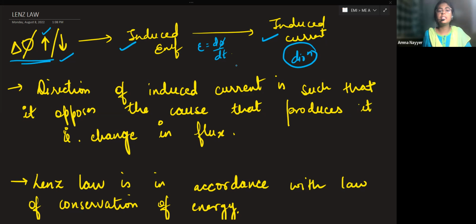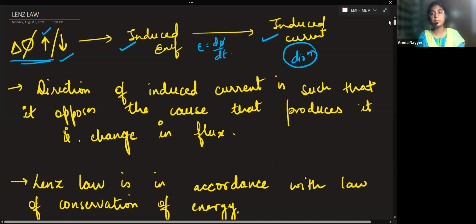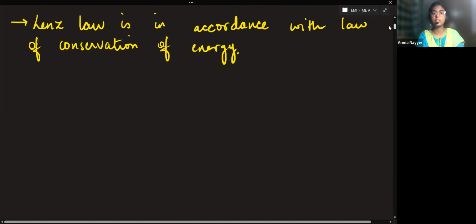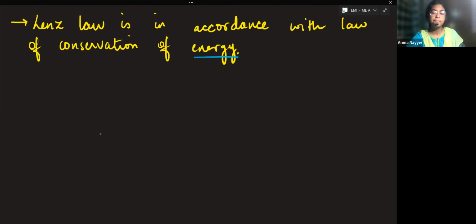So yes, I have written these statements. The direction of induced current is such that it opposes the cause that produces it, that is, the change in flux. This is the Lenz law. The statement is asked in the exam. And it is in accordance with conservation of energy. Please remember this point also. Now, let's take certain examples.